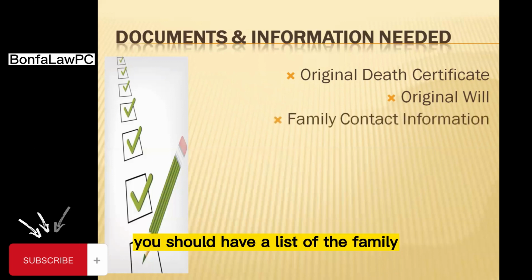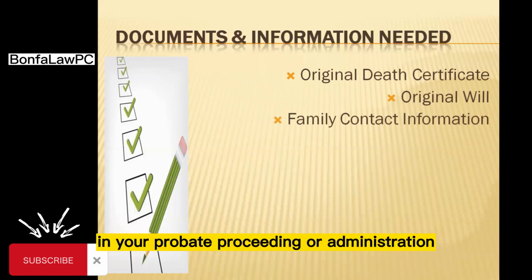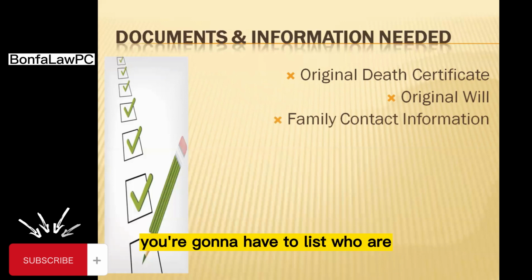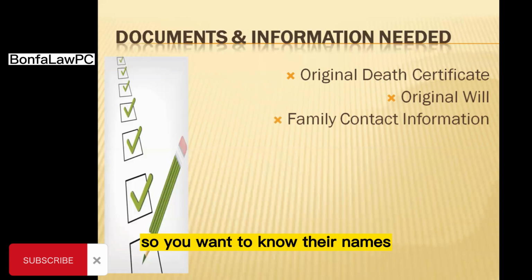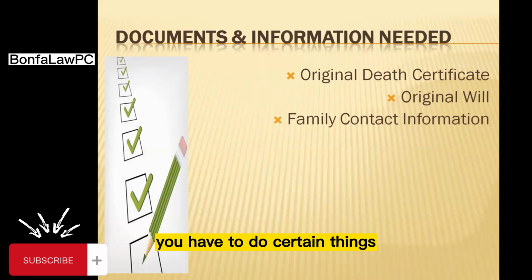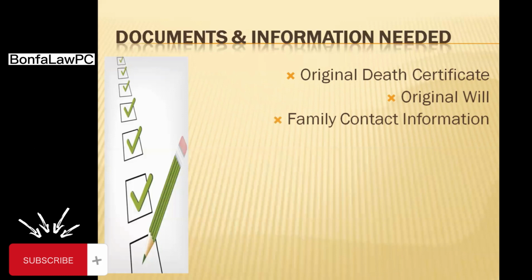You should have a list of the family contact information. In your probate proceeding or administration, you're going to have to list who are, remember what I said, the distributees. So you want to know their names, their addresses. You have to do certain things, which I'll get into in a second. So you want to gather the immediate family contact information.